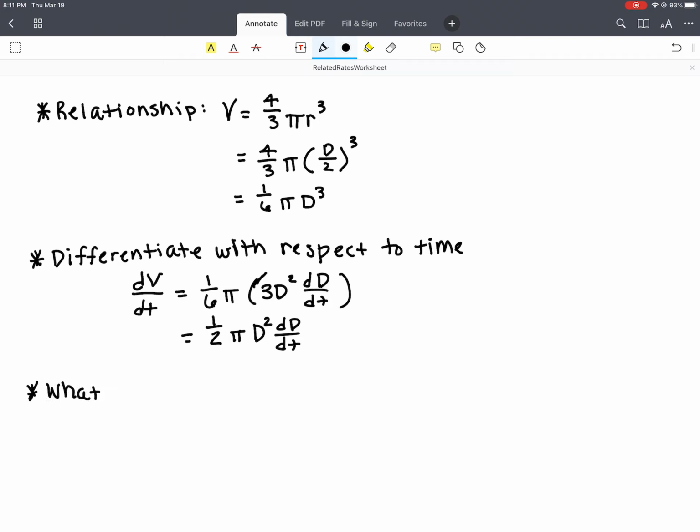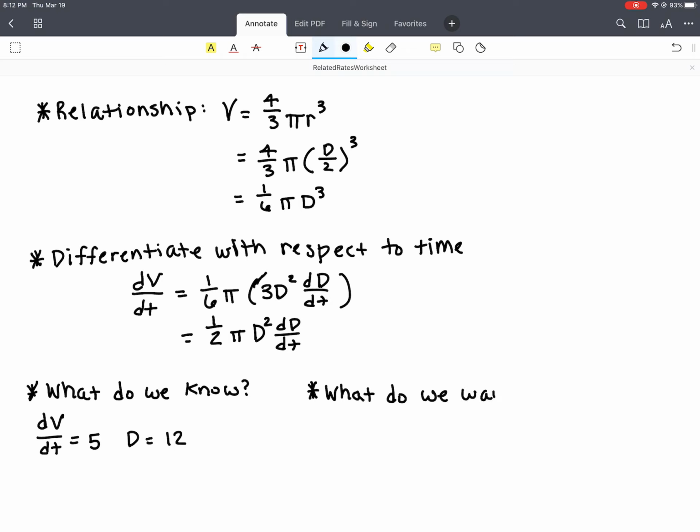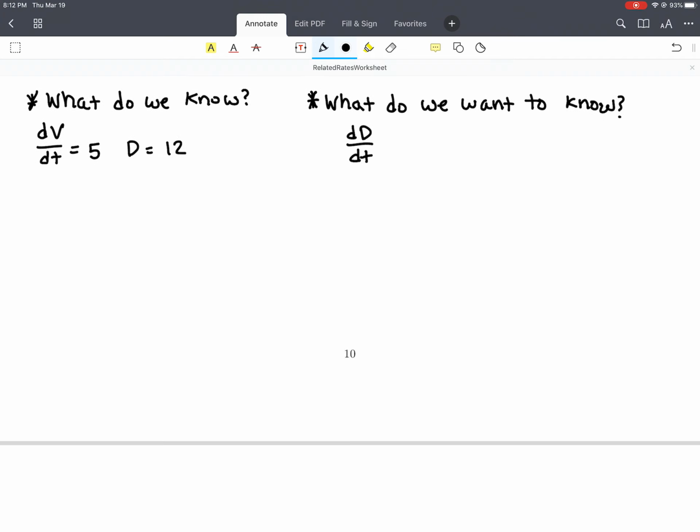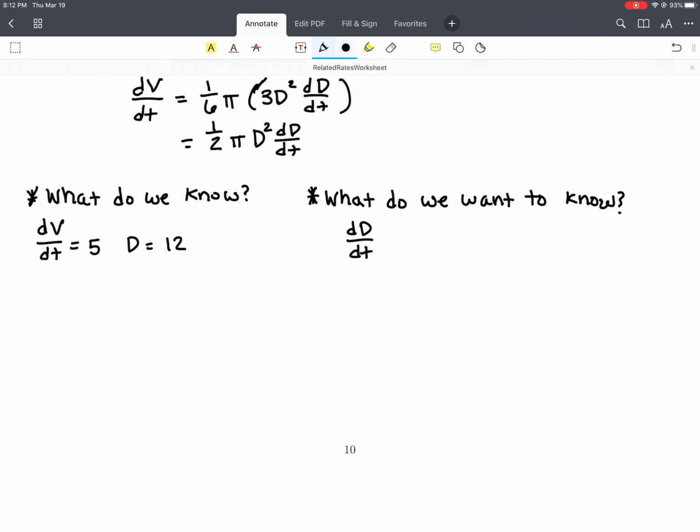And what do we know? Well, we know dV dt is equal to 5 at the time that d is equal to 12. And what do we want to know? Well, we want to know dd dt. We want to know how the diameter is changing. So next up, substitute and solve.